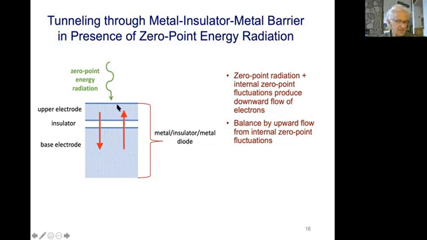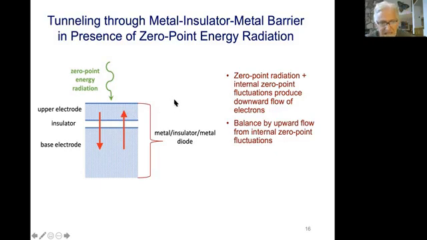Now, if this metal insulator metal diode is just sitting out in free space, there's also going to be the opposite current, because there will be internally generated hot electrons from the same sort of zero-point energy or whatever is producing it out here, and they'll cause a current to go the other direction, and there'll be no net flow of current.